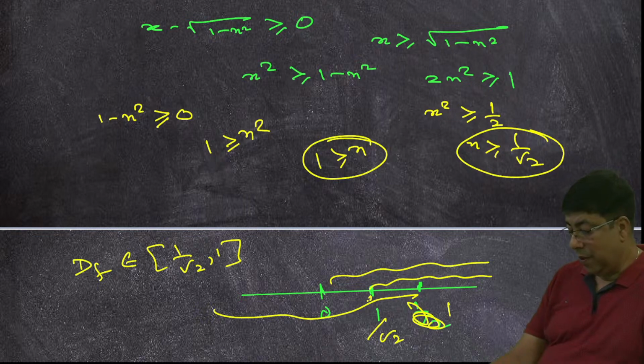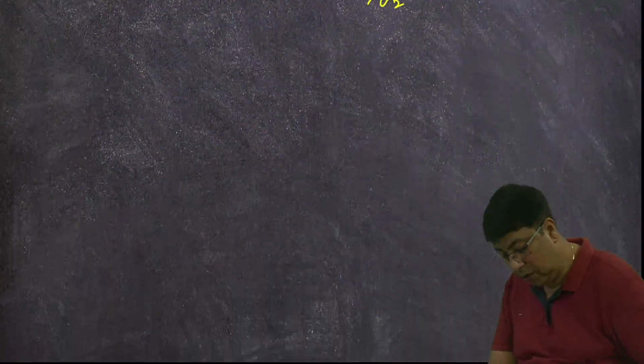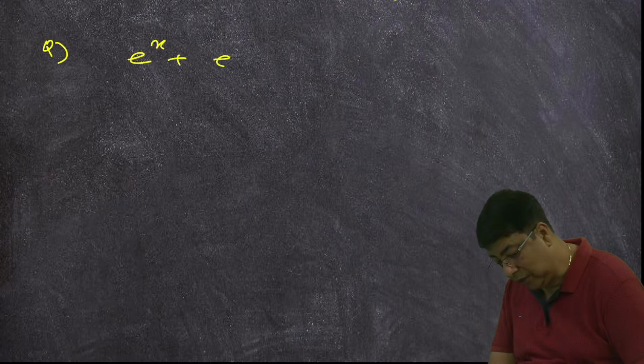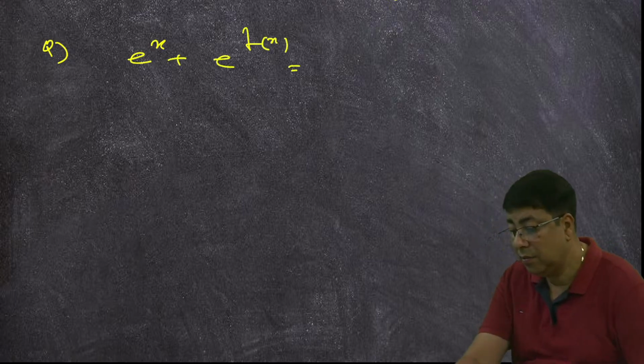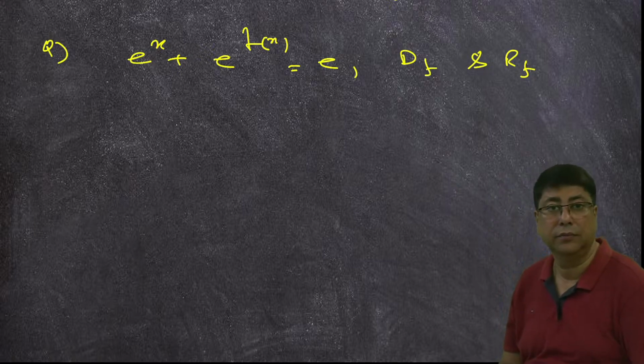Okay, we have to prepare like this. One more sum, let's finish. Suppose e to the power x plus e to the power f(x) is equal to e. Find the domain and the range of the function.